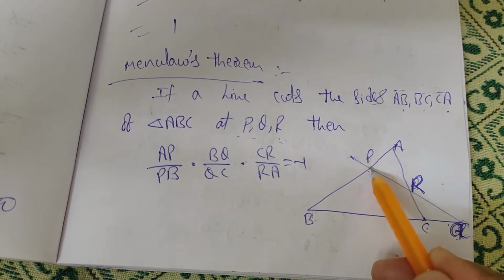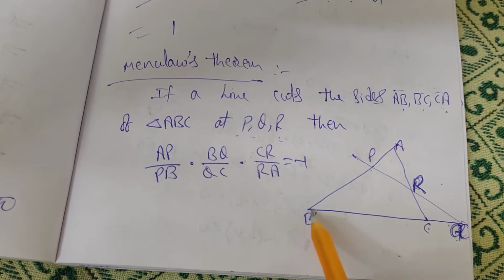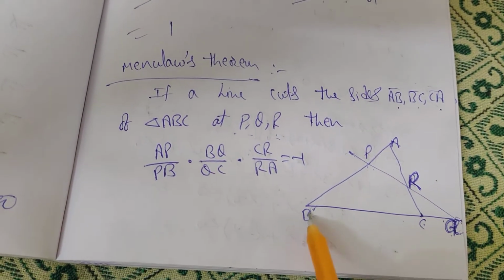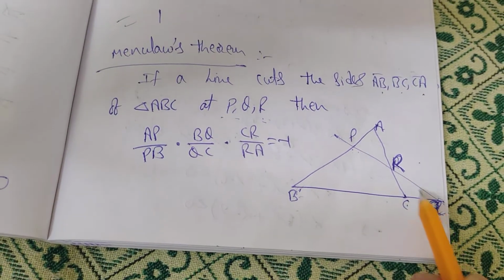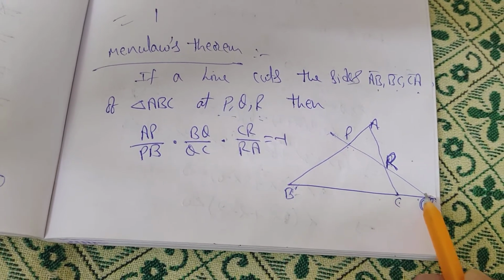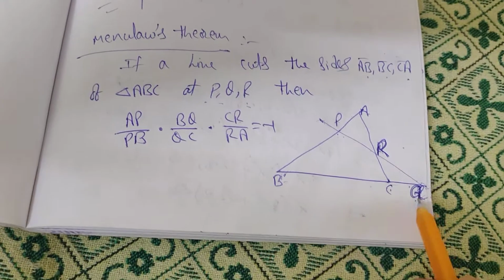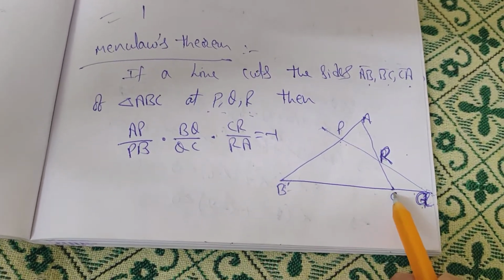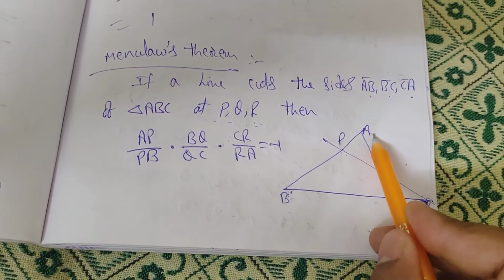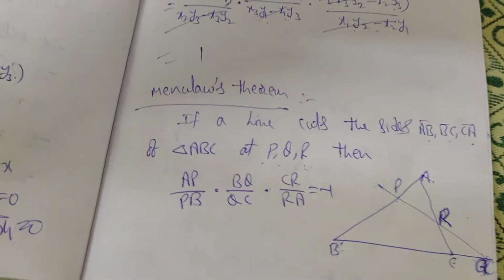So AP by PB into, don't write BC by CQ. Here, where this line cuts this side, that is the point you have to consider first. That is BQ by QC into CR by RA is equal to minus 1. This is called Menelaus's theorem.